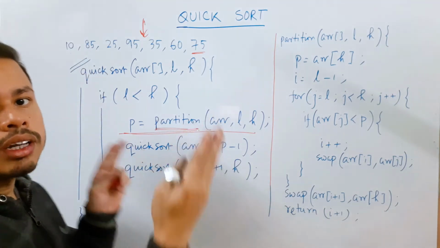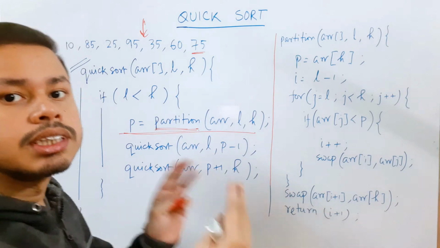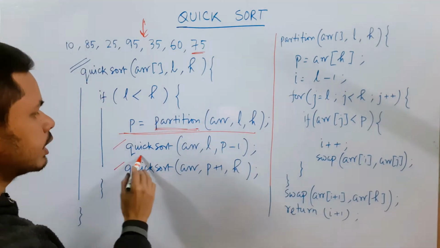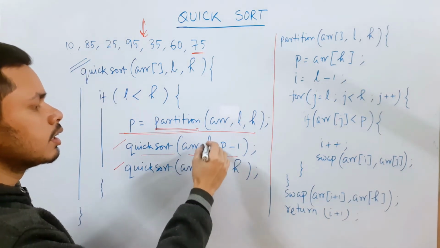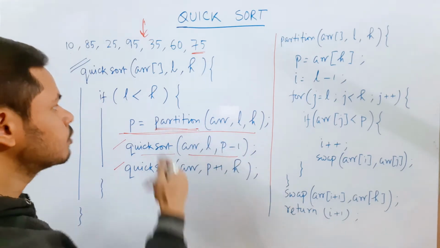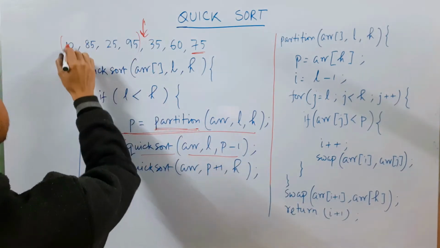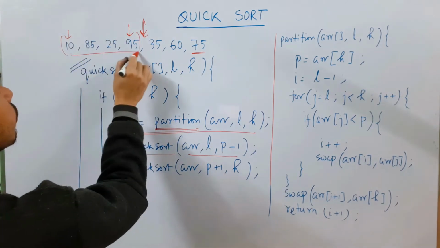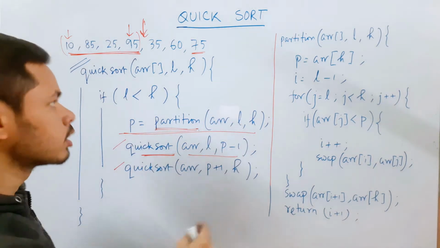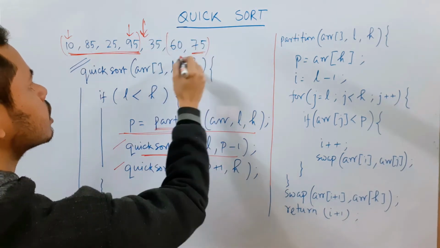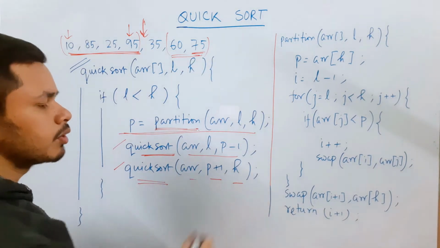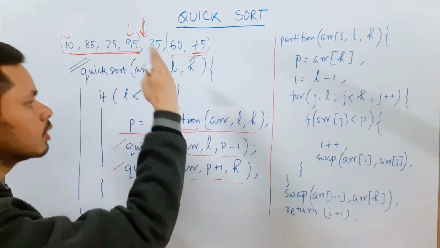Now we need to sort the left half and we need to sort the right half. This is how divide and conquer works. This same strategy is called here. So quicksort of array, low pointer up to P minus 1, which means up to this point. This is low and this is P minus 1. We take this portion into the quicksort again recursively, and we take this portion into the next quicksort of array, P plus 1 up to high. This is how quicksort works.